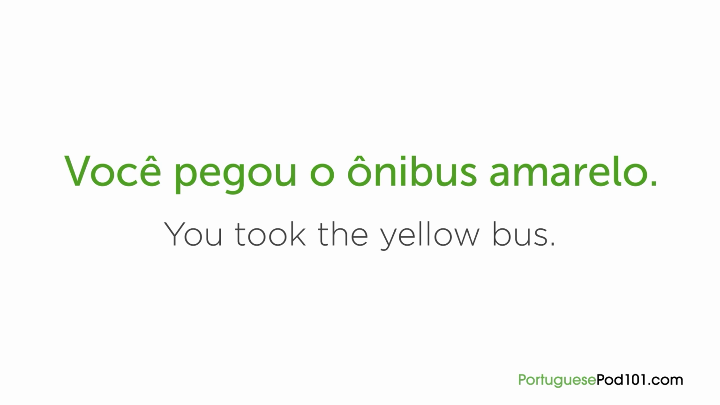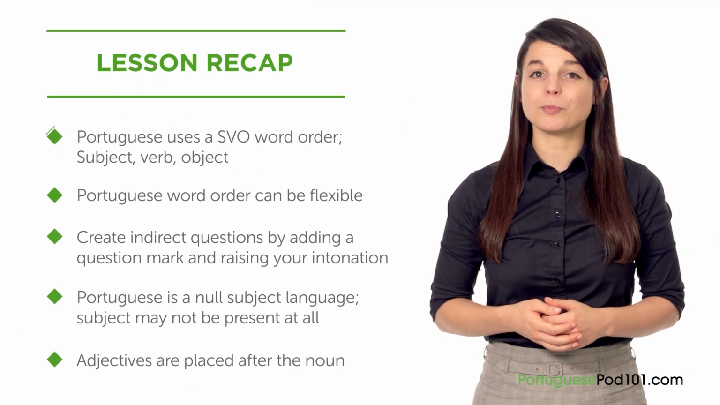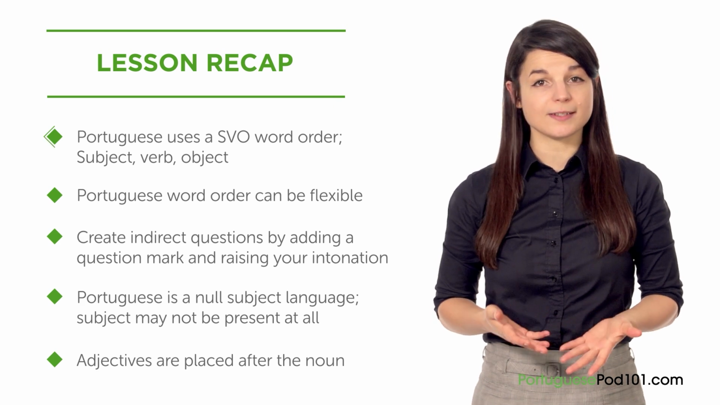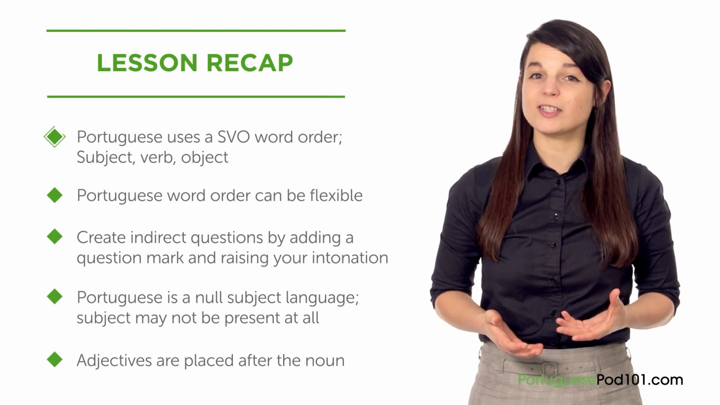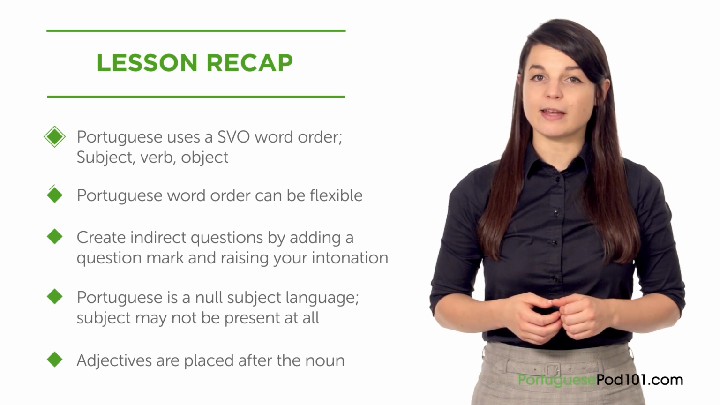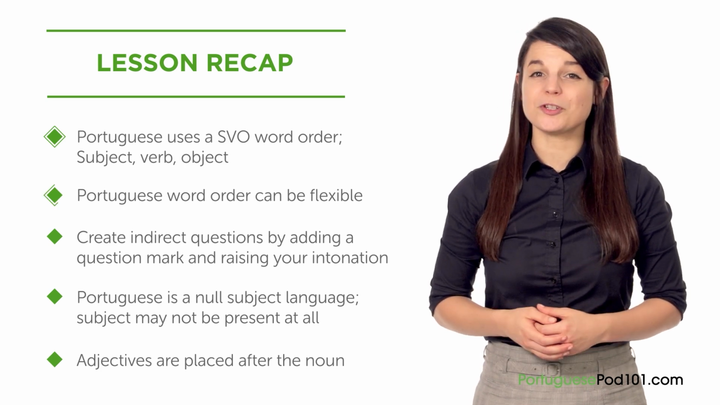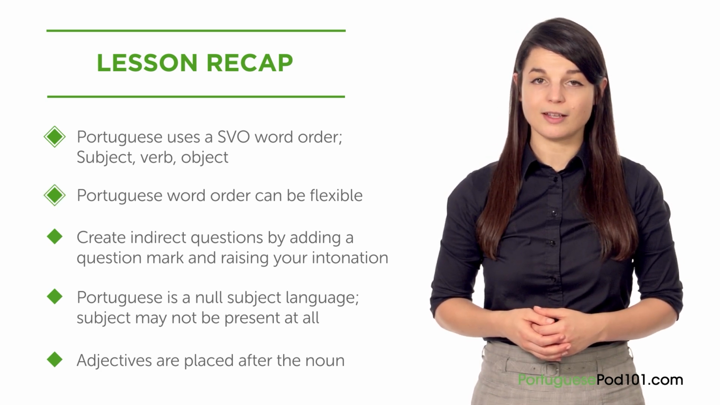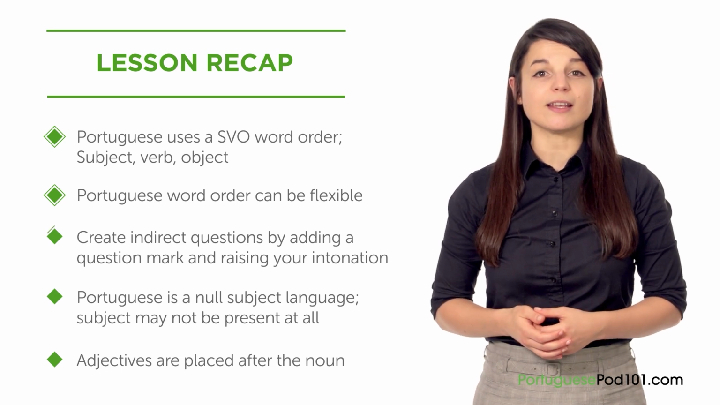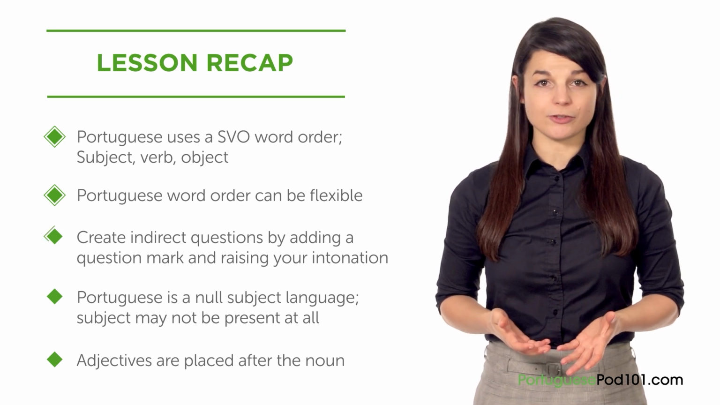Okay, let's wrap up this lesson by recapping what we've learned. In this lesson, you learned that Portuguese sentences are formed using a subject, verb, object, or SVO word order. At the same time, this is not rigid, as Portuguese also uses other orders. Basic sentences, like statements and negatives, are very similar in their structure.